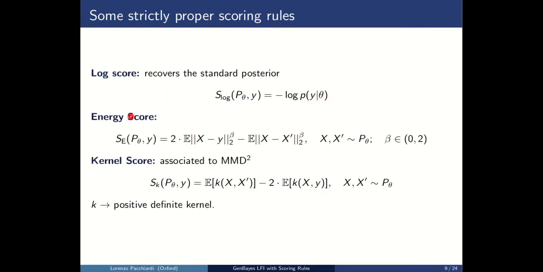Next, I discuss the two scoring rules which I use in practice for the likelihood-free inference setup, and those are the energy score and the kernel score. Both of those are defined through some expectations over simulations from the model. For the energy score, you have the expectation of the Euclidean distance between x, which is a simulation from the model, and the observation y, minus the Euclidean distance between two independently sampled observations from the model. For the kernel score, it's very similar, but you just replace the Euclidean distance with the kernel k, which needs to be a positive definite kernel. All of these scoring rules are strictly proper.